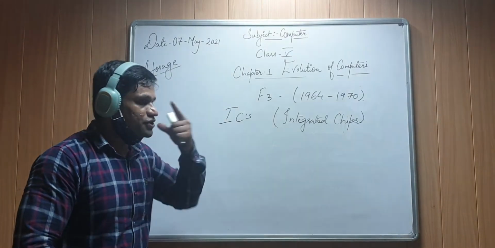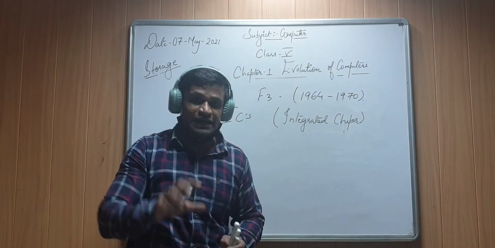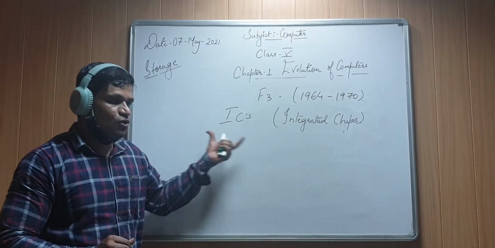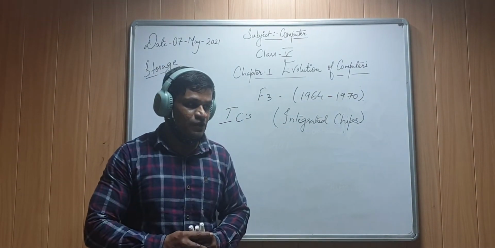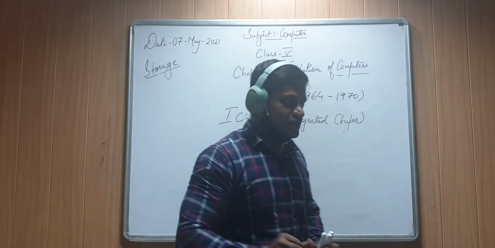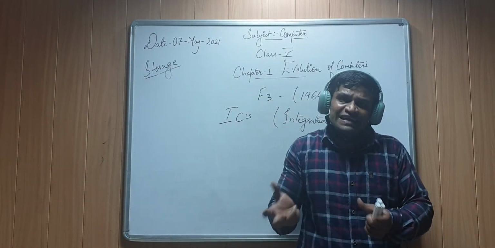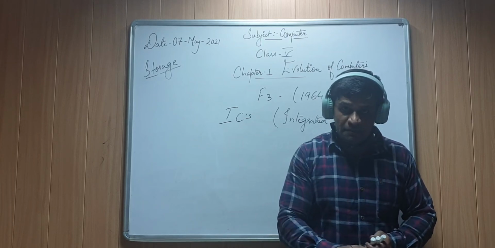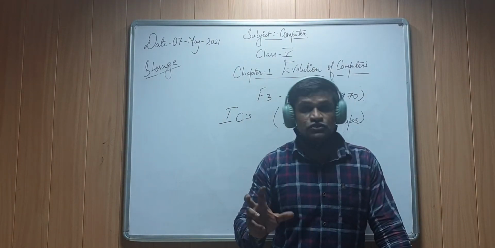So third generation की खासियत क्या थी? In place of transistor, second generation में हम transistor use करते थे, third generation में हमने उसको ICs में use कर लिया. Transistor से भी छोटा होता है IC. So they used integrated circuits. They generate less heat. Third generation computers कम heat generate करते थे in comparison to second generation. They were faster and smaller in size.